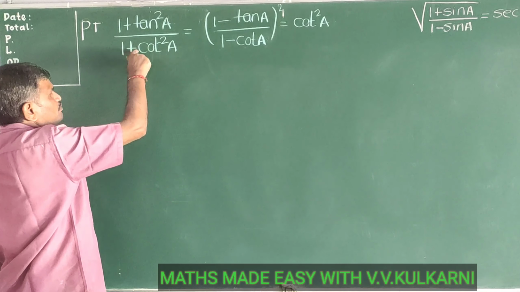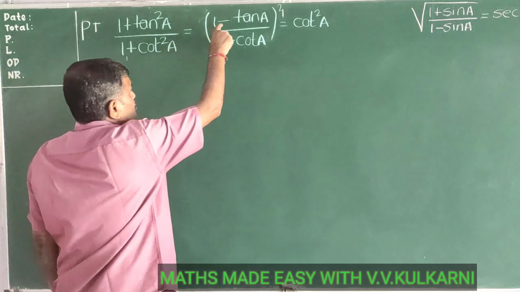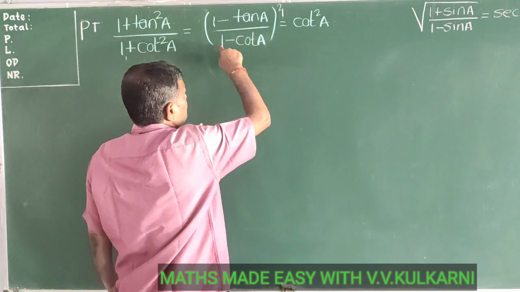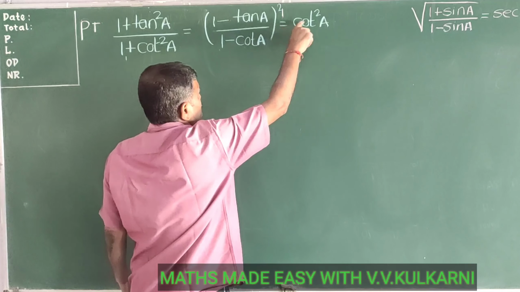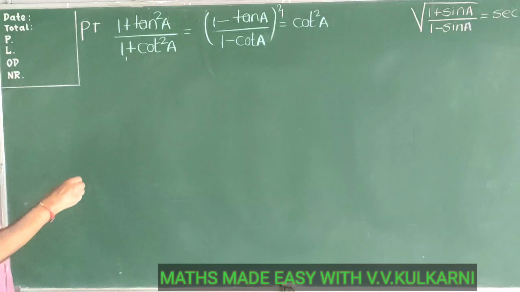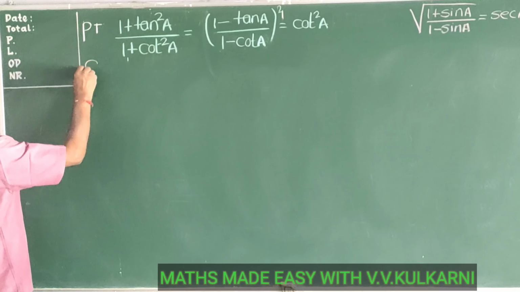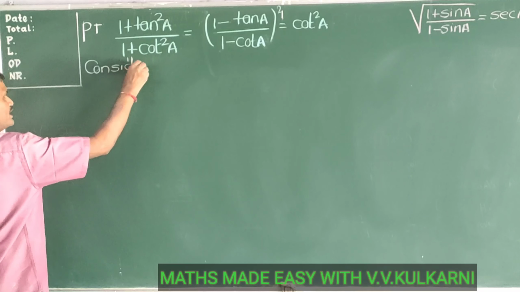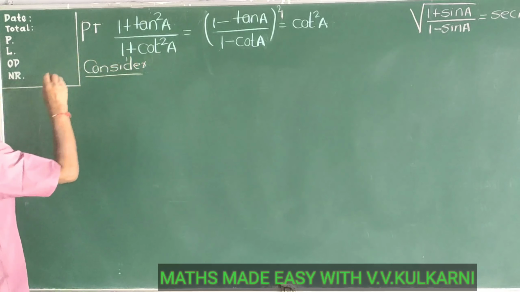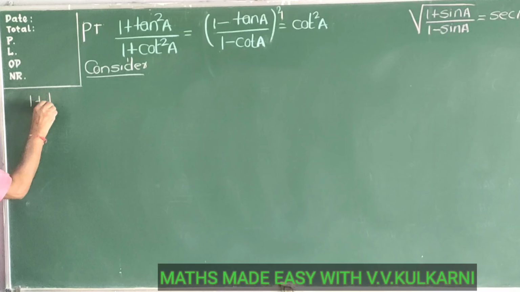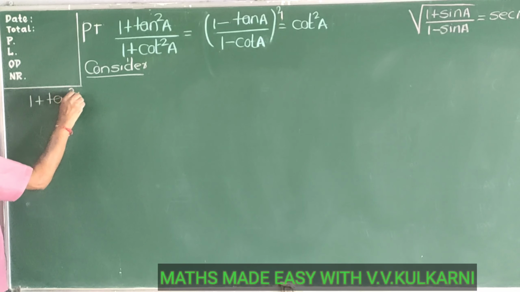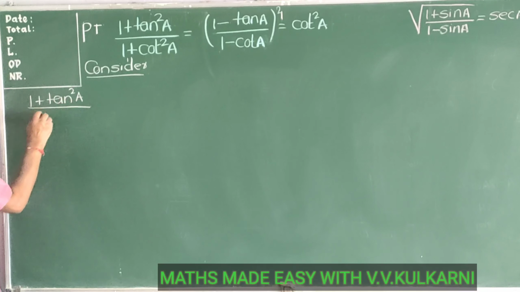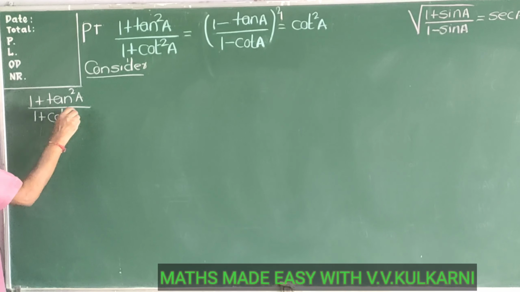Plus tan square a by 1 plus cot square a is equal to (1 minus tan a by 1 minus cot a) whole square, which is equal to tan square a. See, what I'll do here is consider them one by one. First I'll consider 1 plus tan square a and 1 plus cot square a.